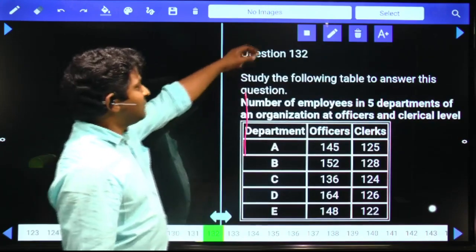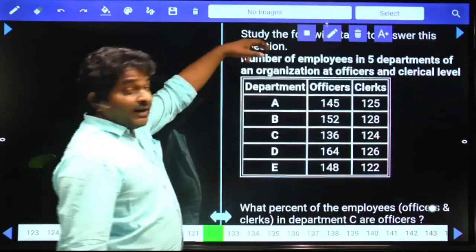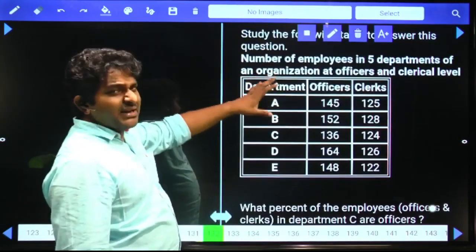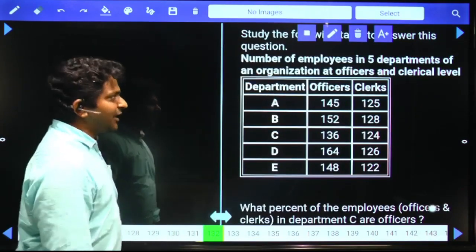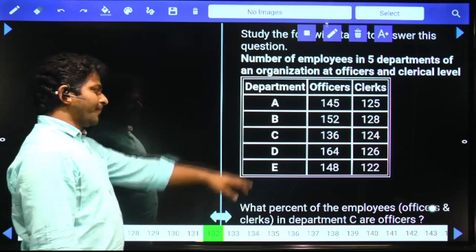Yes, 132 onwards. Again, data analysis table. Table will be easy in general. Number of employees in 5 departments of an organization at officers and clerical level.